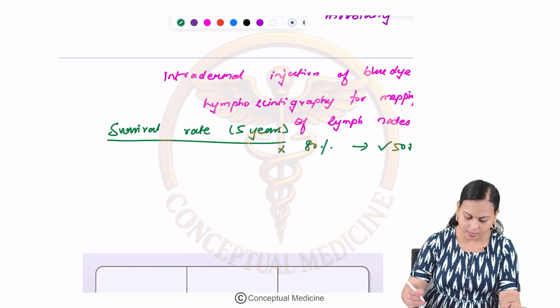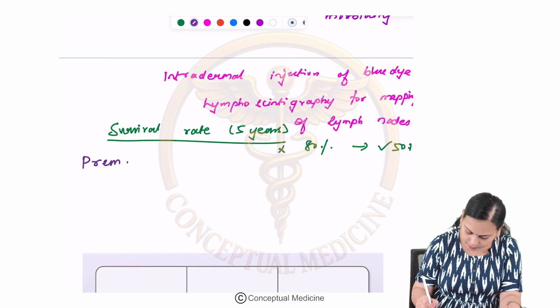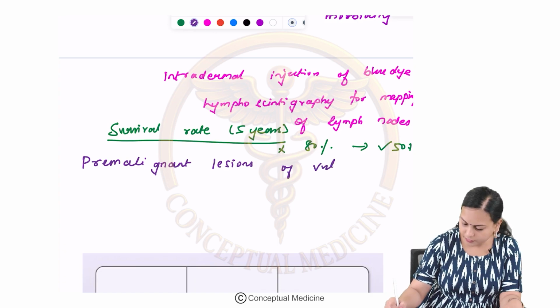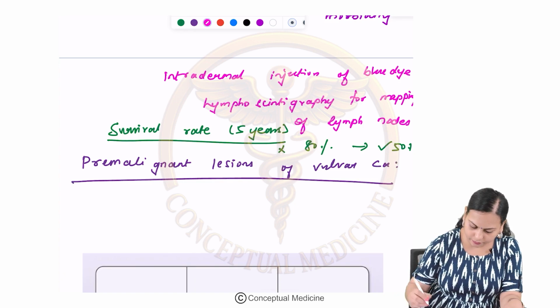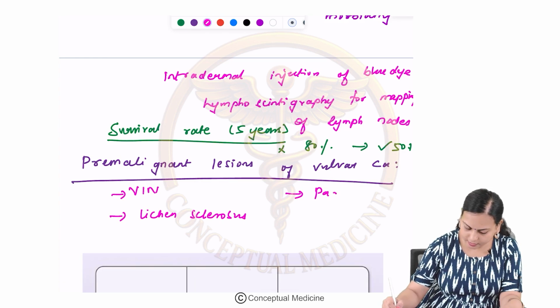Clear? Right. And now we are going to discuss some of the pre-malignant lesions of vulvar carcinoma. So these will include vulvar intraepithelial neoplasia, then lichen sclerosus, Paget's disease.